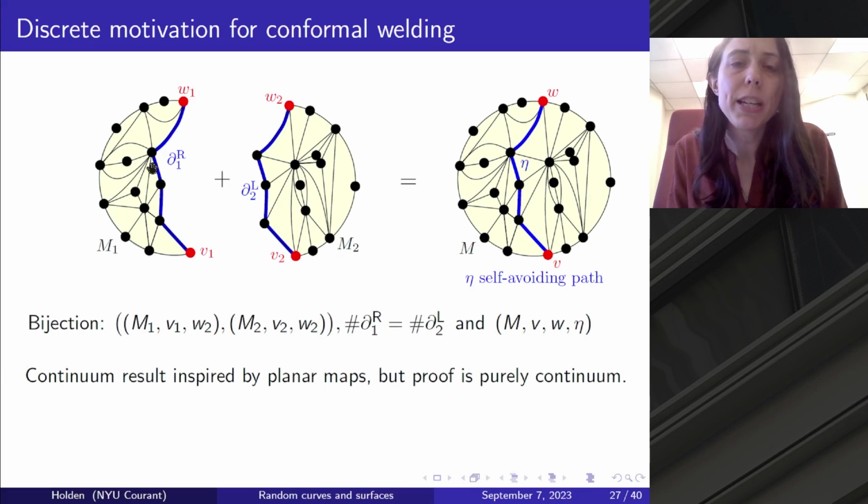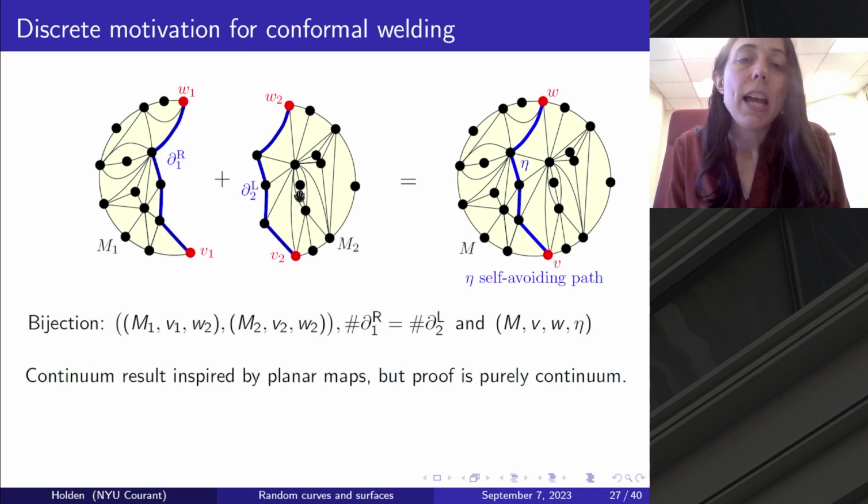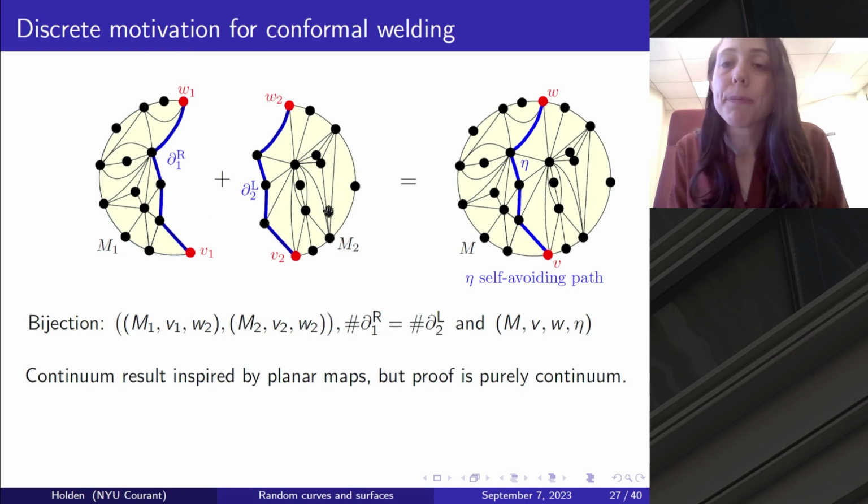On the left side of the equality, we have a pair of planar maps, each with the topology of a disk, and each planar map has two marked points on its boundary, and we require that the length of this blue curve connecting the two marked points is equal to the length of this blue curve connecting the two marked points on the other map. But otherwise, the maps can be arbitrary.